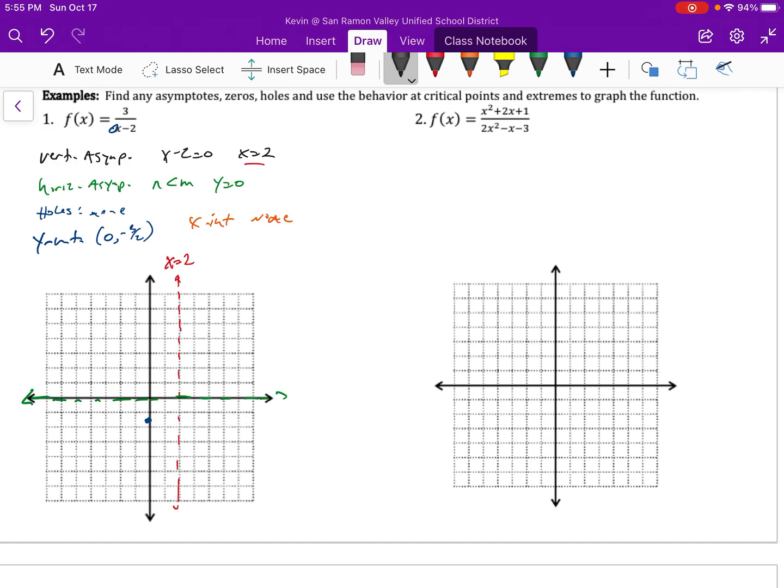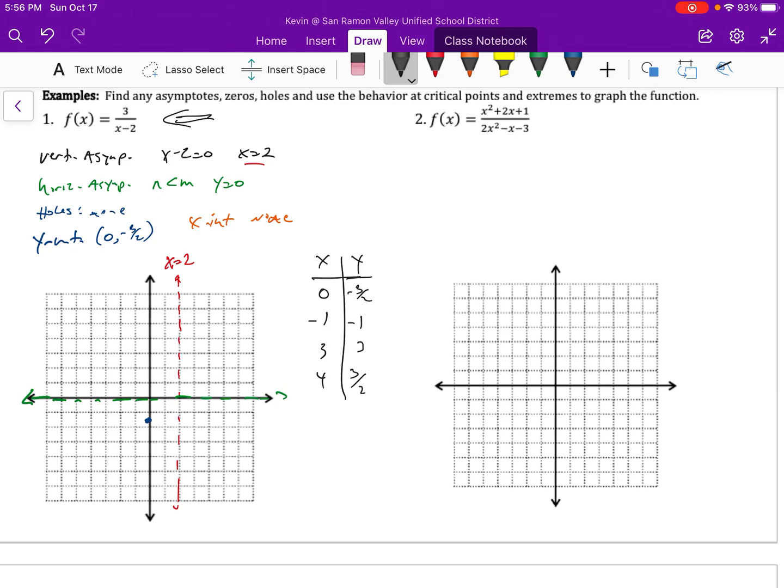Now, lastly, we just need to pick some points. And the important part is to pick points on both sides of the vertical asymptote, and also if you have any other critical points like that y-intercept. So we're going to pick 0, negative 1, 3, and 4. Plug those values into my original equation here. And I get negative 3/2, negative 1, 3, and 3/2.